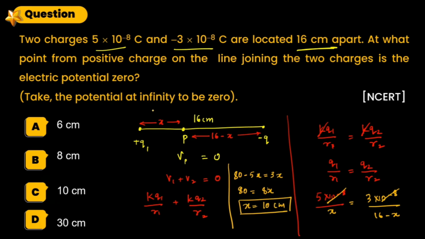So this is the point which is 10 centimeters away from Q1, at which the potential is 0. This is how these kinds of questions will be solved. And again, this is an important kind of problem, and you will definitely see something like that in your upcoming quiz. So just keep this point in mind.